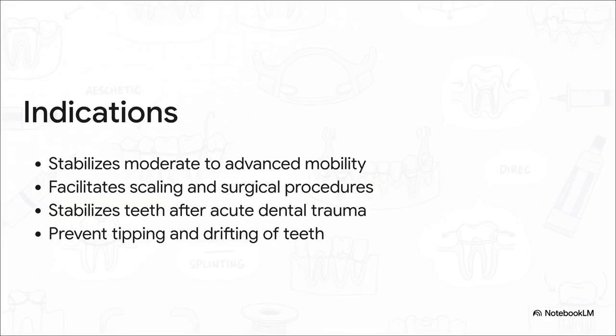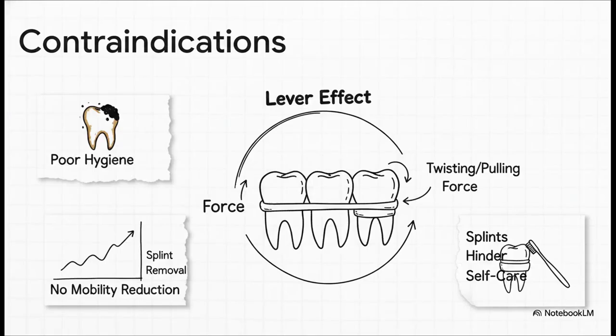Splinting is incredibly advantageous when you have moderate to advanced mobility that just hasn't responded to occlusal adjustment or standard periotherapy, and it's actively interfering with the patient's chewing. It's also a fantastic tool to stabilize teeth during active surgical or regenerative procedures. And of course, it is absolutely vital after acute dental trauma, like a subluxation or avulsion. You use it to lock the tooth in place while the periodontal ligament heals, or to prevent unopposed teeth from drifting and extruding.